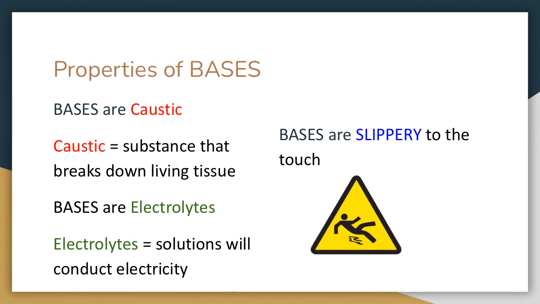Bases are also going to be electrolytes, just like we saw with acids, meaning that they can conduct electricity in solution, so they are also going to break down into ions. And then one interesting thing is the fact that bases are actually slippery to the touch. So if you were to get a base on your hand, like soap, shampoo, things like that, you're going to notice that it has that slippery type of feel to it, and that is very much a characteristic of bases. Acids really don't have a feel to them, but bases do.